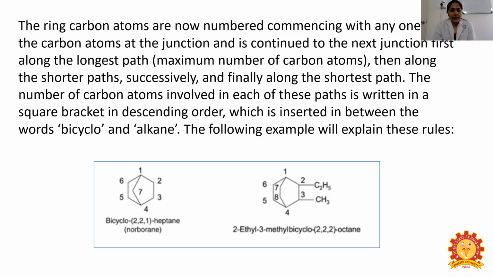The ring carbon atoms are now numbered commencing with any one of the carbon atoms at the junction. This continues to the next junction, first along the longest path, maximum number of carbon atoms, then the shortest path, successively finally along the shortest path. The number of carbon atoms involved in each of these paths is written in a square bracket in descending order, which is inserted in between the words bicyclo and alkane.